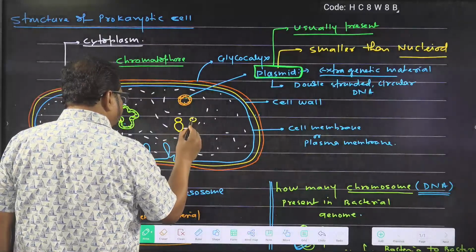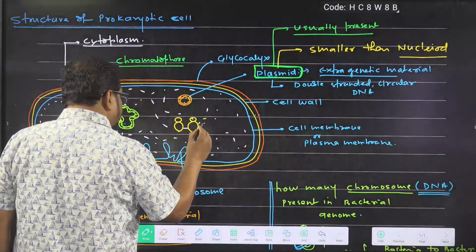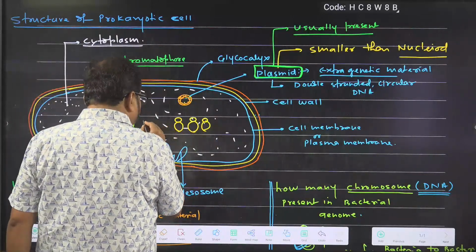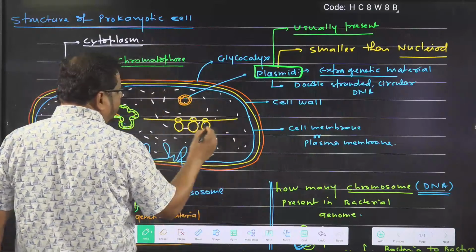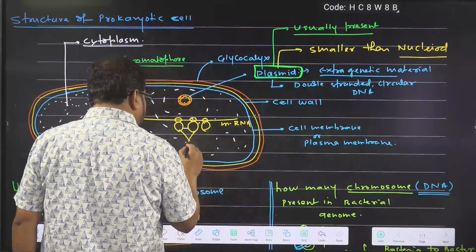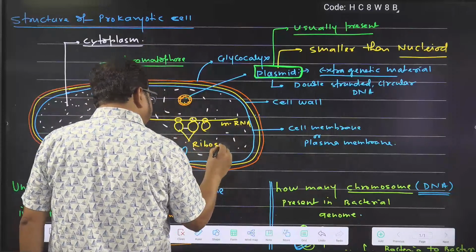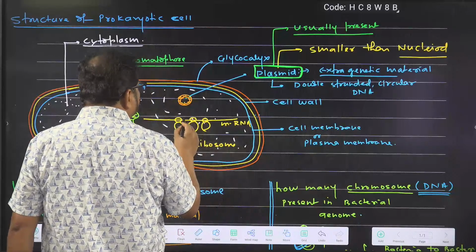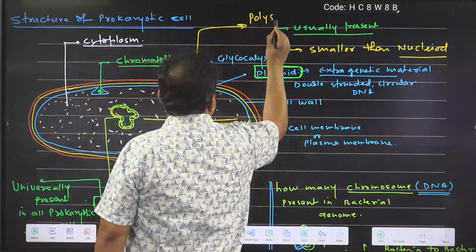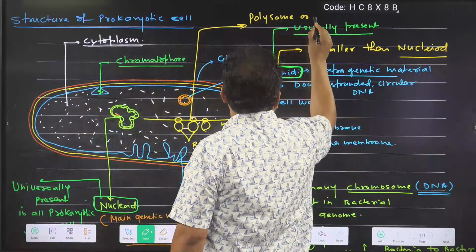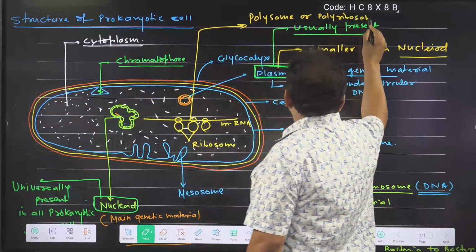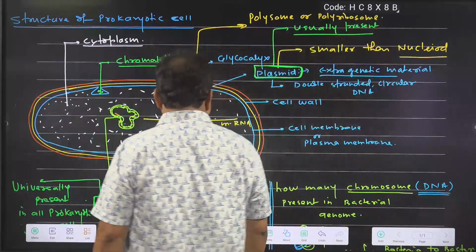So this is a ribosome, this is another ribosome, this is another ribosome. Got the idea? And if many ribosomes join with an mRNA, then mRNA plus ribosomes all together is called polysome or polyribosome. Got the idea? Is it clear in the mind?